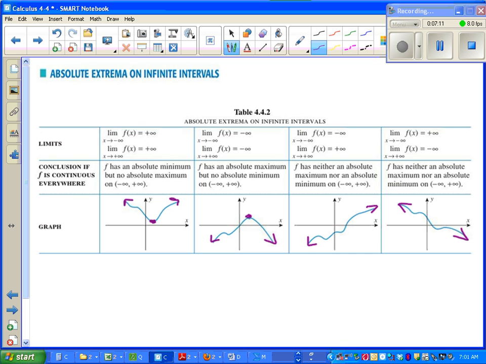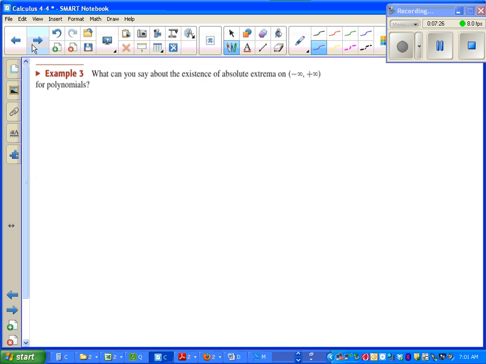Again, if you stop and think about those, they kind of just make sense. We obviously still could have relative max and min all over the place. This just tells us stuff about the absolute maximum and absolute minimum.